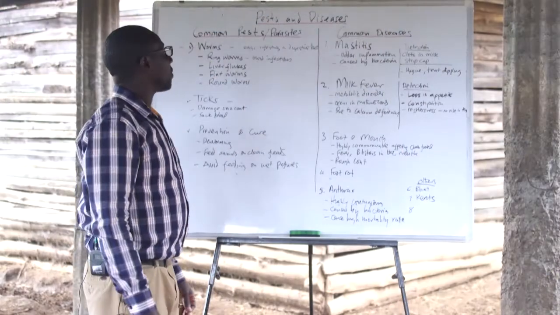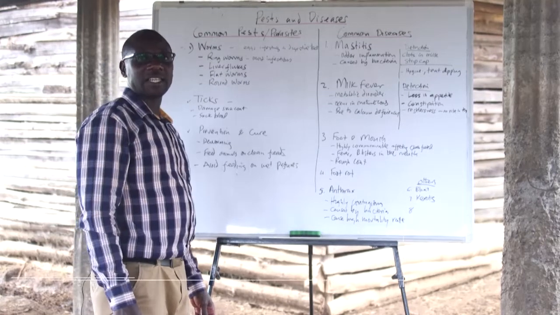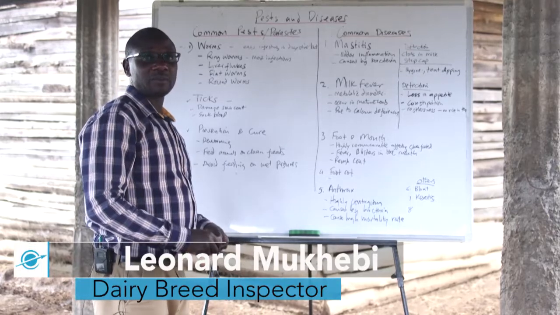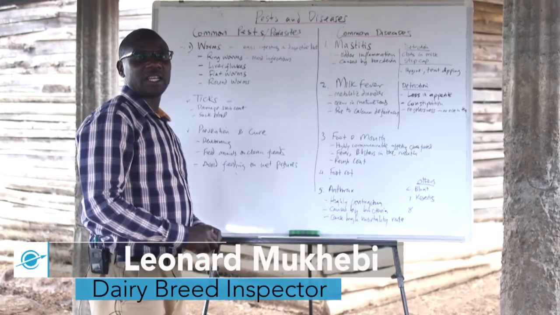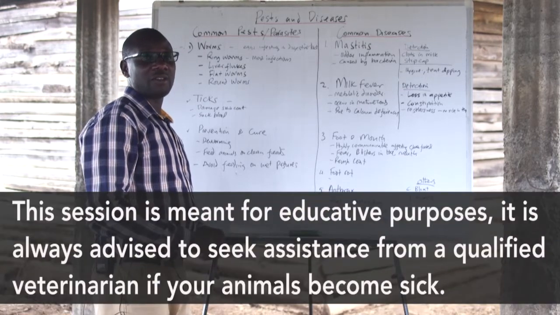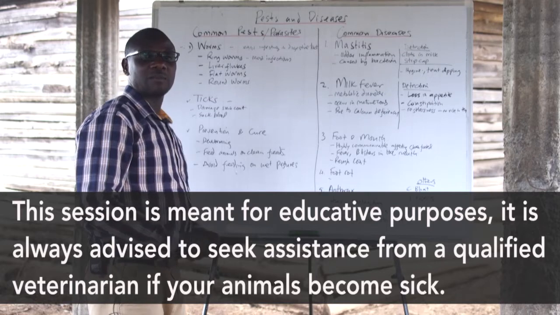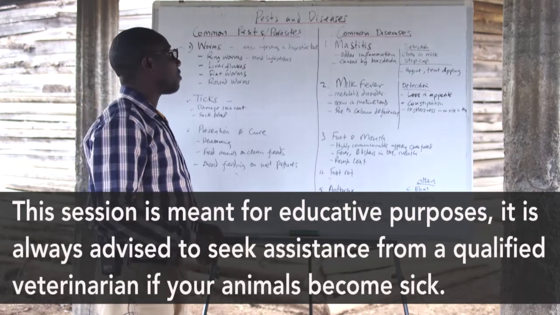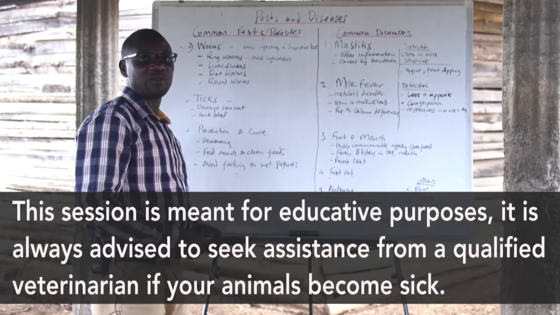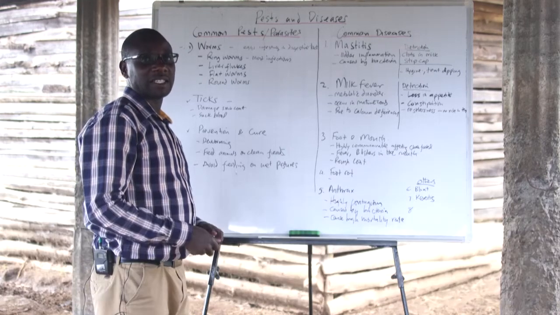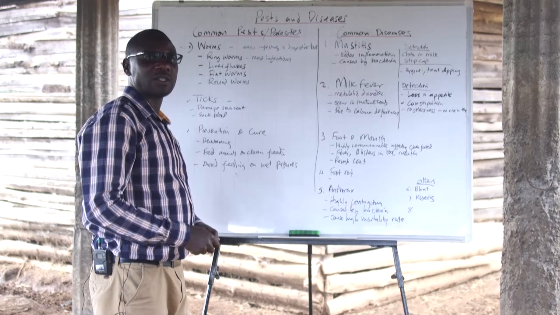Welcome to this session where we're going to talk about pests, parasites and diseases, and how a farmer can be prepared to curb some of these to avoid losses at the farm. Remember, a healthy herd or a healthy cow is a more productive cow. And therefore, the farmer ought to be aware of some of these diseases and parasites that do affect dairy cows.